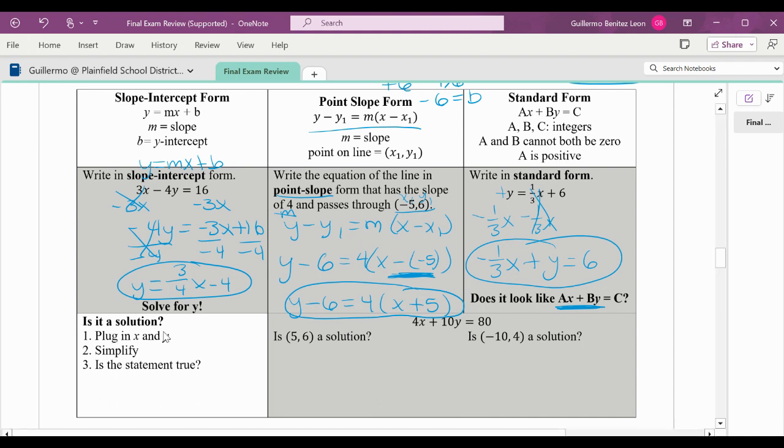Solutions. Is it a solution? We tend to forget this or get this mixed up with intercepts. Is it a solution? You just plug it in, so x and y, and then ask yourself, do I get a true or a false statement? If it's a solution, you should get true. So it gives us two of them. One of them is going to be true, one of them is going to be false. So this is my x, this is my y.